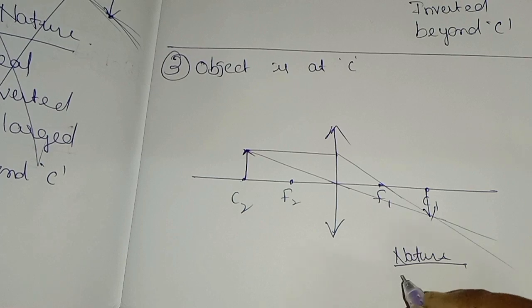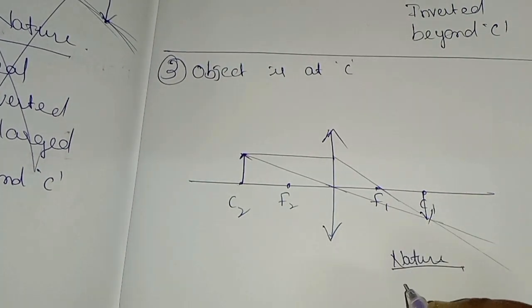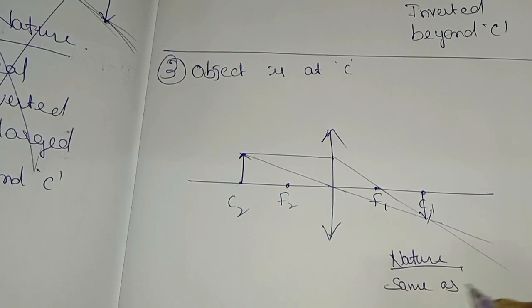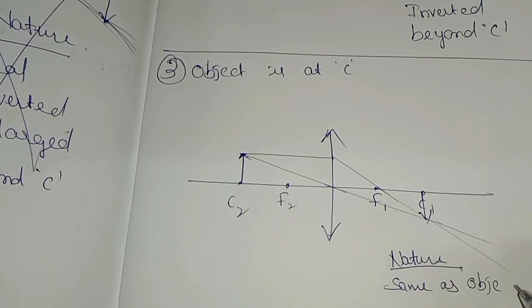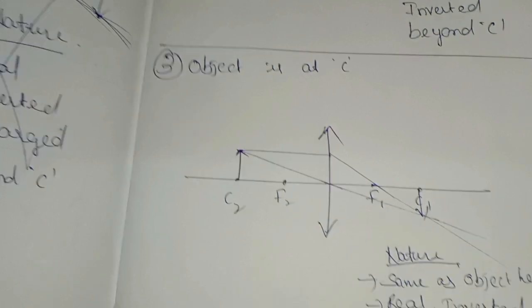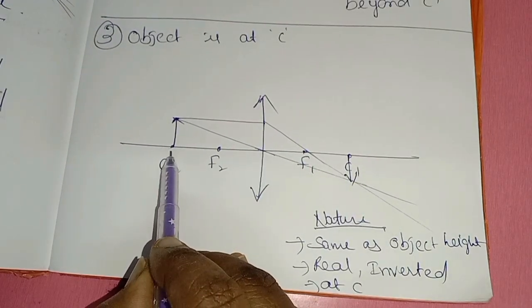Nature of the image. Here I got it a little bit wrong. It is the same as the object height, not enlarged, not diminished. Next, real, inverted, and at C only we'll get it. These are the characteristics of the image when the object is placed on C.